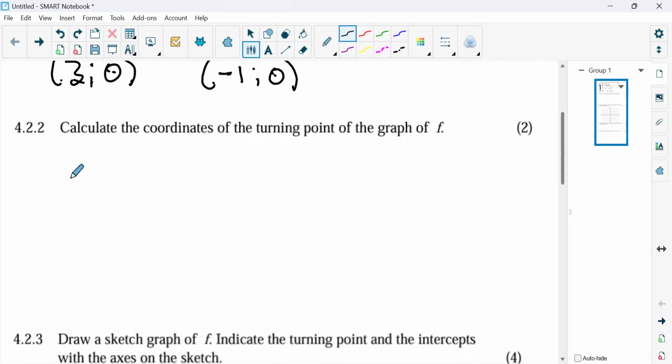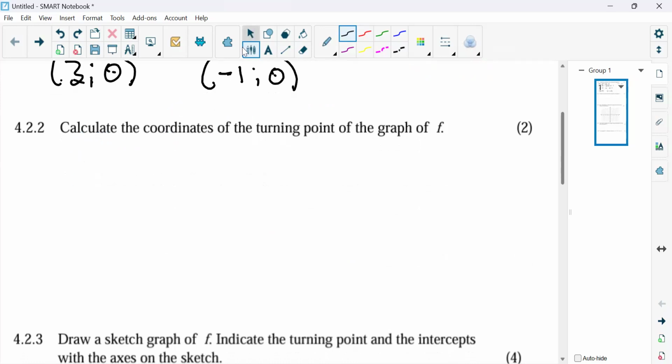So on 4.2.2, they said we should calculate the coordinates of the turning point of the graph of f. Personally, I prefer, if we're talking about the turning point, we are referring to the minimum or the maximum.